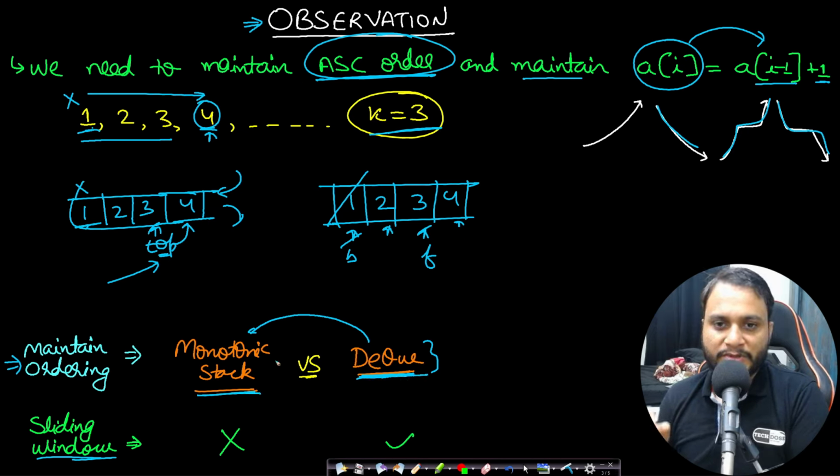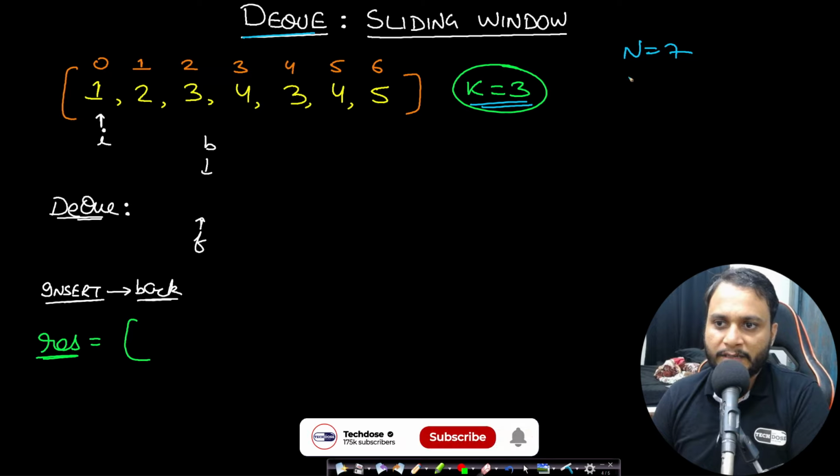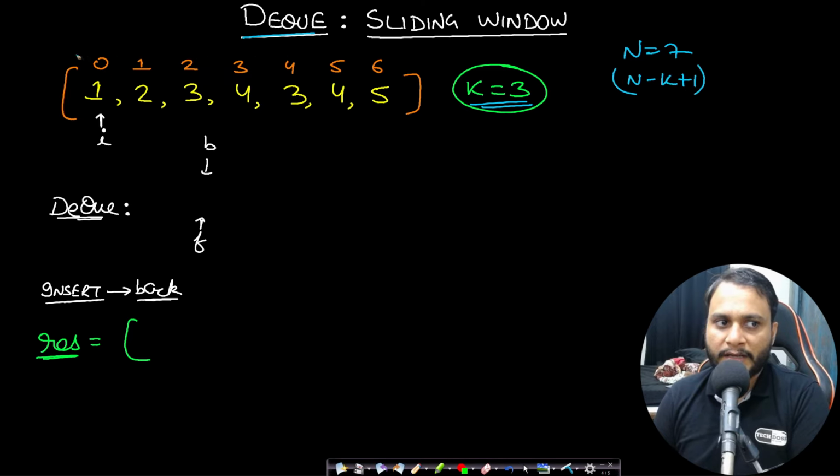So in this problem, since the problem requires you to manage a sliding window along with maintaining ordering as well, we will not go with the monotonic stack. Instead, we will be going with the deque approach. So now I hope that the choice of data structure is clear. So let's now look at the dry run using deque and the sliding window technique. Now in this case, I have taken an array of size 7 and my sliding window is of size 3. That means I will have n minus k plus 1 number of windows, and the number of windows will start from 0 and end at 4.